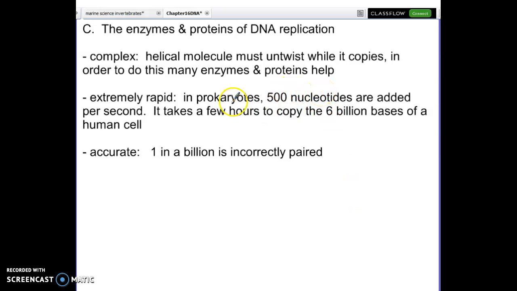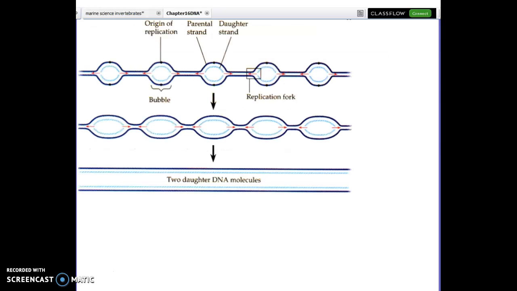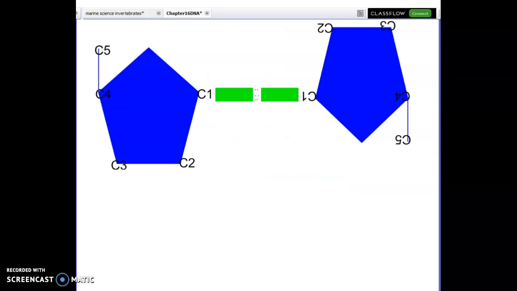And it would only take a few hours to copy all of our 6 billion base pairs. And usually it's pretty accurate, with only making one mistake in a billion. So that's pretty good. Okay, all right, so I want to show you a picture of this, with something called a replication fork and things like that.